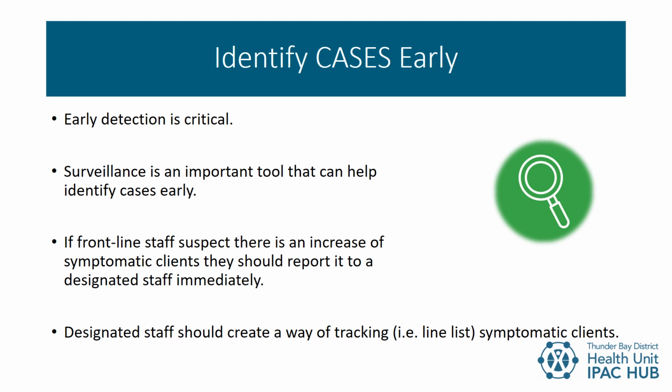As we already know, early detection is critical. Always being aware of clients' wellness during these months is ideal to identify any illness or potential outbreak situations early enough and to stop them from spreading. Surveillance or wellness checks can assist on this when it is part of a routine practice. If frontline staff suspect there is an increase of symptomatic clients, they should report it to a designated staff immediately. There should also be a way for designated staff to track symptomatic clients, such as line lists, which we will go over next.